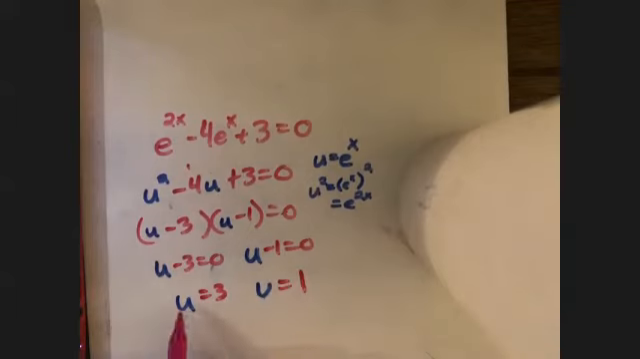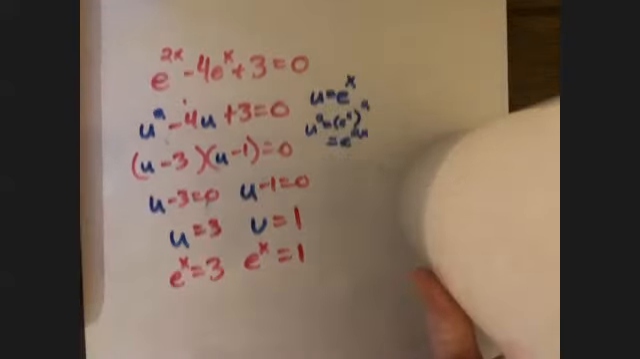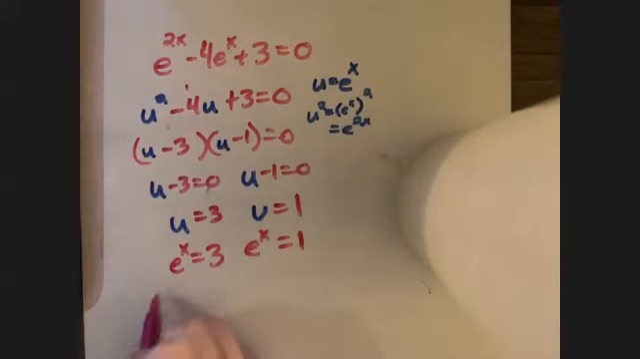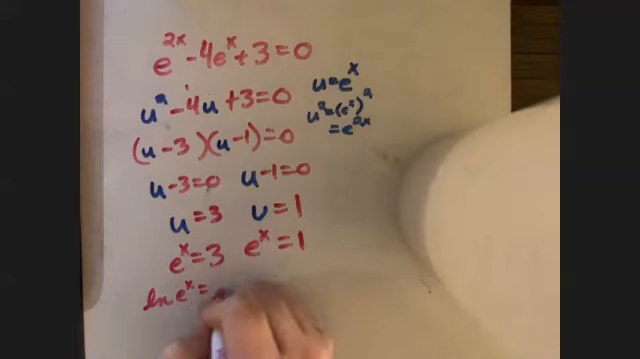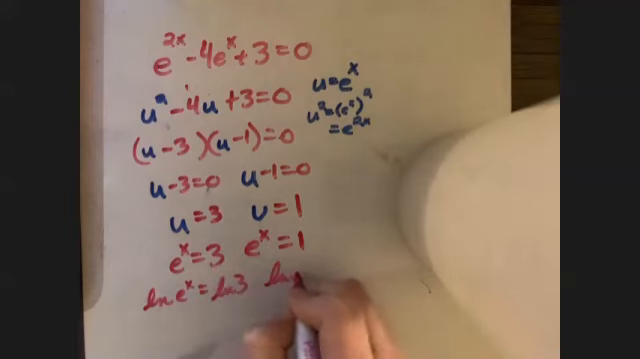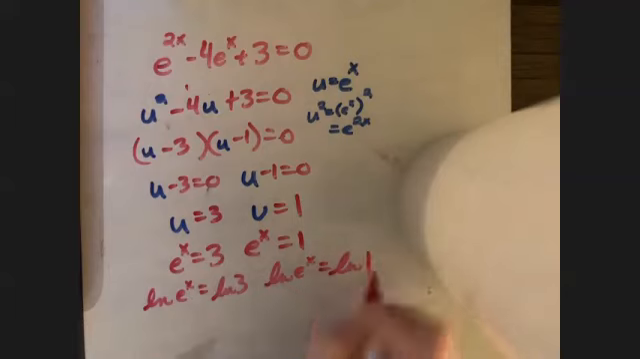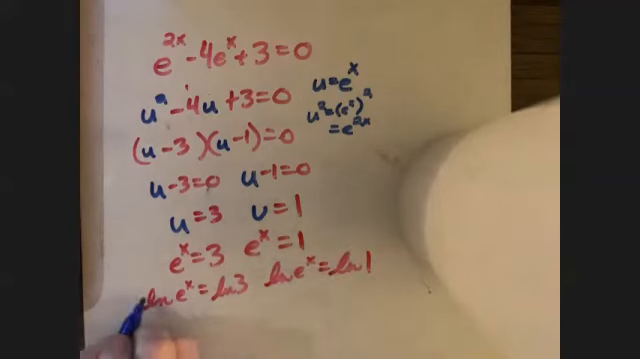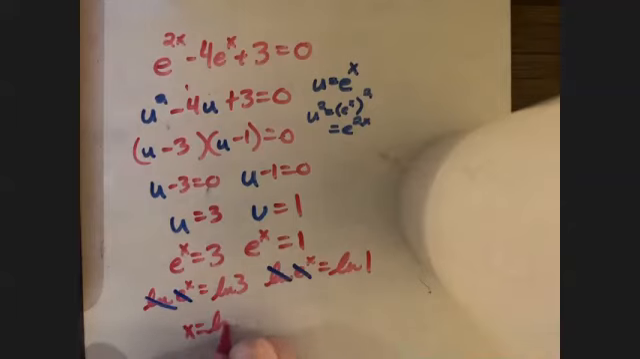Okay, problem is I'm still in the letter u, so we need to switch that back. So u was e to the x. So e to the x equals 3 and e to the x equals 1. So now we're going to finish solving with this. Again, we're going to bring in natural log. Natural log against the e's will go away. So it's going to give me x equals natural log of 3 and x equals natural log of 1.